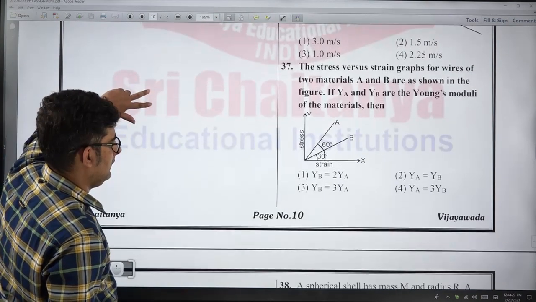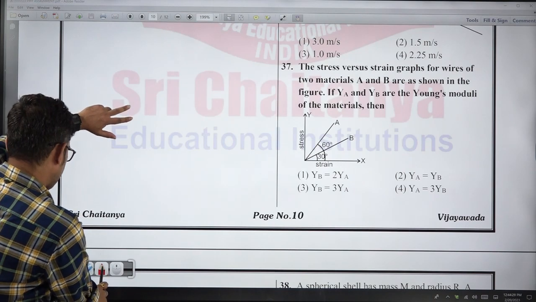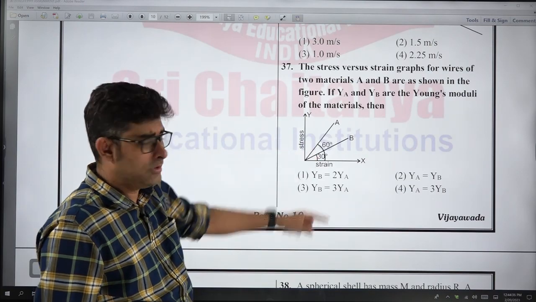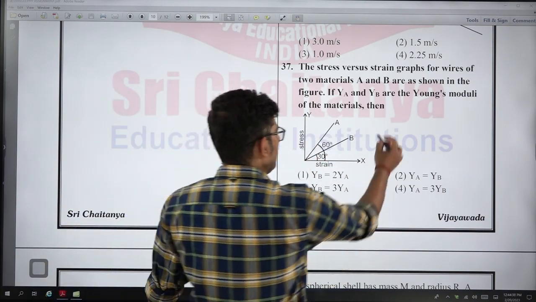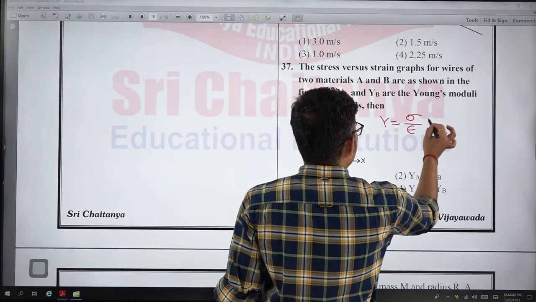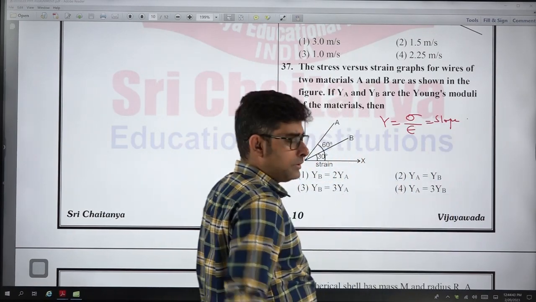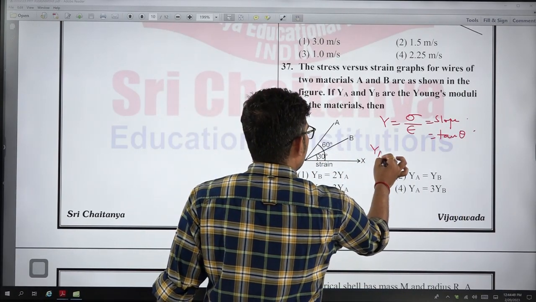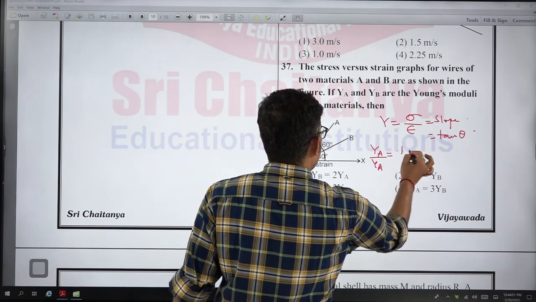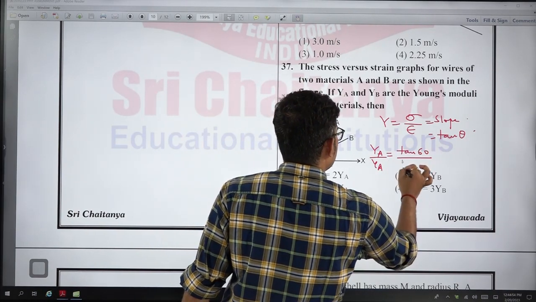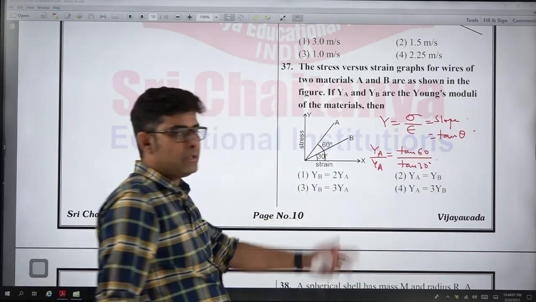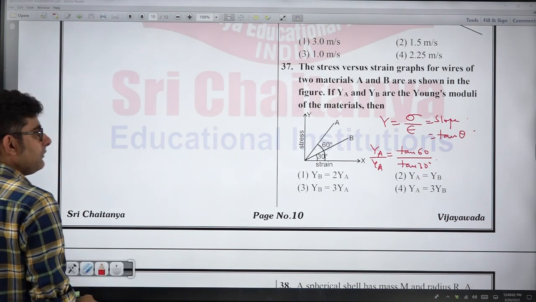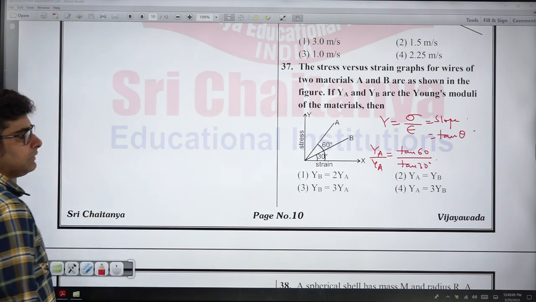Next, 37. Let's see quickly. 37, a stress versus strain graph is given. They are asking for the Young's modulus ratio. Well, stress by strain is only Young's modulus. So Y is stress by strain, that is the slope, and slope is nothing but tan theta. So YA by YB is equal to tan 60 by tan 30. So you get the ratio. Clear? So the stress by strain curve slope will give you tan theta, that is Y.